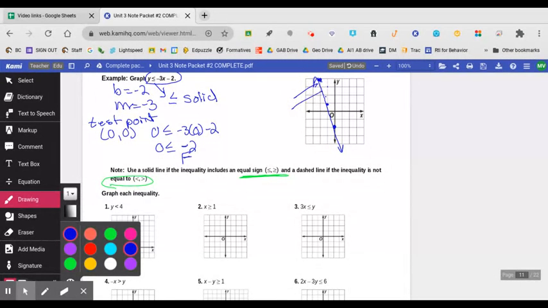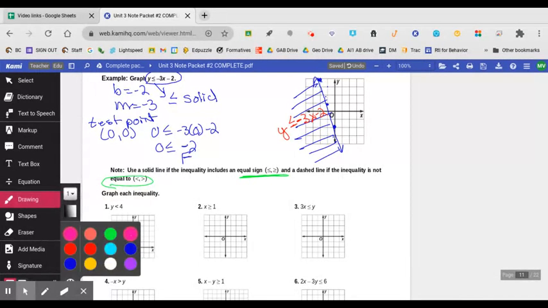So I shade this side, and I use straight lines to shade. I don't color. And then I label my inequality in that shaded region: y is less than or equal to negative 3x minus 2. And that's the graph of that inequality.